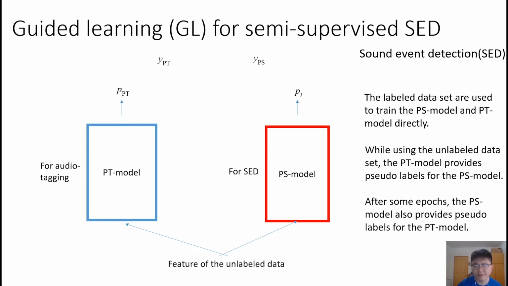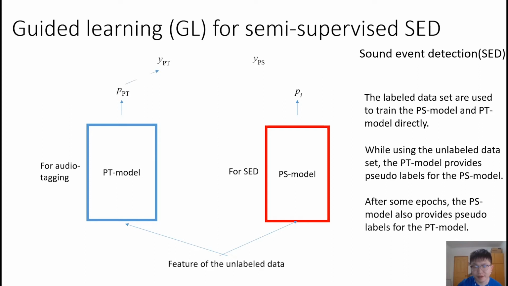While using 2 different models with different architectures, both models can achieve best performance for their purpose and avoid the trade-off between audio tagging and SED in model designing. During training, the PT model and PS model use the same input data. For data with weak labels in a batch of input data, the PT model and PS model both use the labels as their training target.